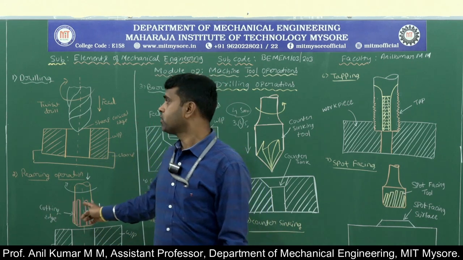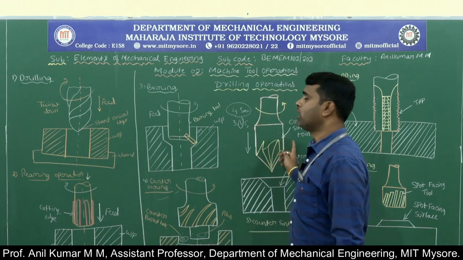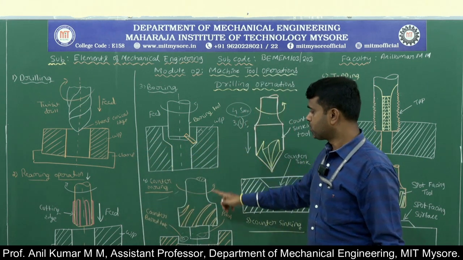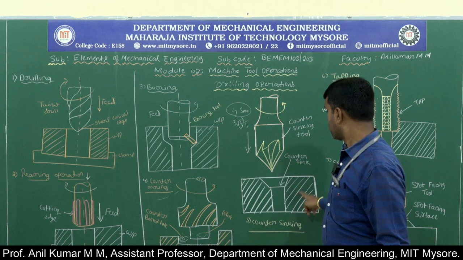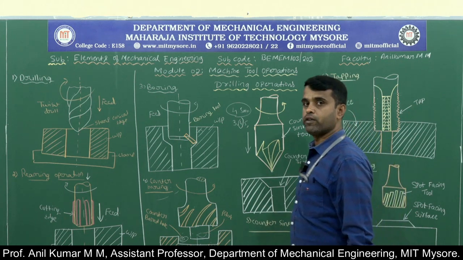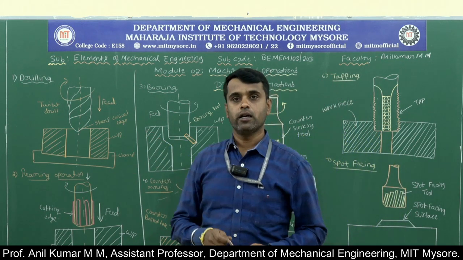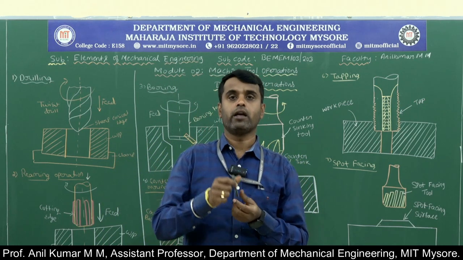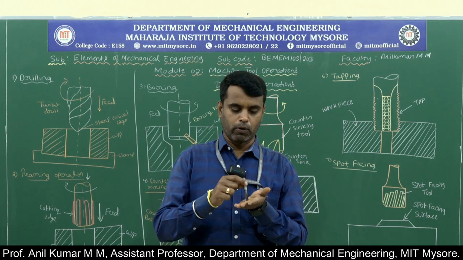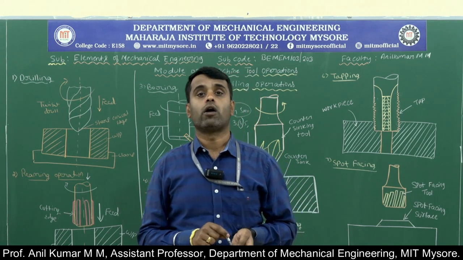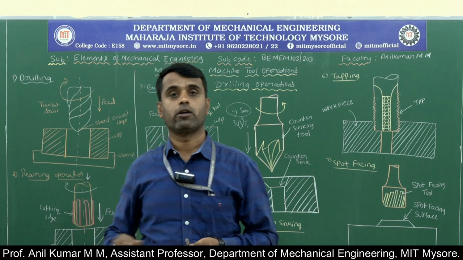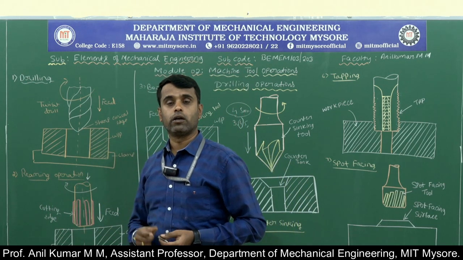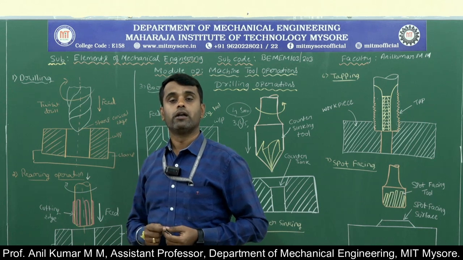So these are all the operations that can be carried out on a drilling machine. One is we can do the drilling, reaming operation, boring operation, counter boring, counter sinking, tapping, and the spot facing. Drilling means it is a metal cutting operation. By using a rotating tool we can produce the cylindrical hole on the solid workpiece material. That operation we can call as the drilling. Here we are using the tool, we can call it as the twist drill or drill bit.